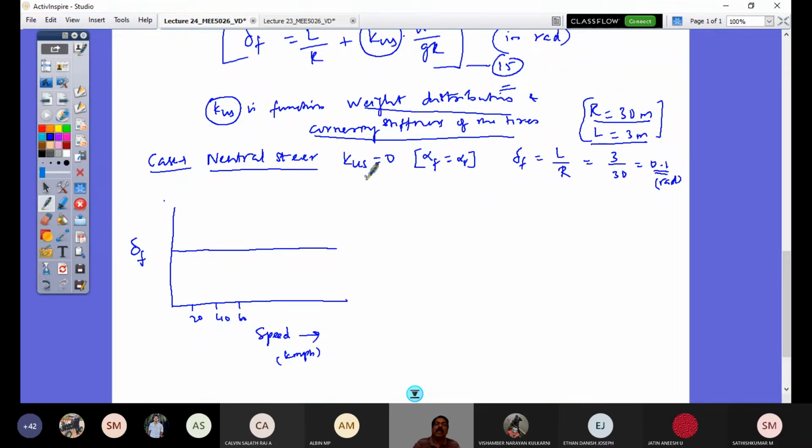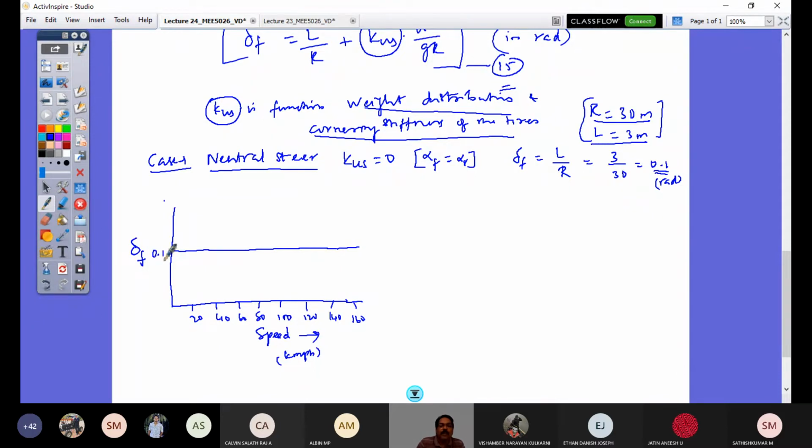That would happen if your vehicle is behaving with the neutral steer effect. Your front wheel axle slip angle and rear wheel axle tire slip angle are the same. So that's what you understand by this value KUS equal to 0. So this is now 80, 100, 120, like that. Any vehicle speed that you go, 140, 160, you would have the requirement of the steering angle input fixed. That's what a neutral steer vehicle is. That you understand.